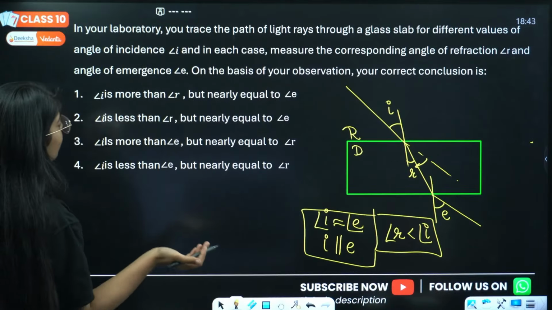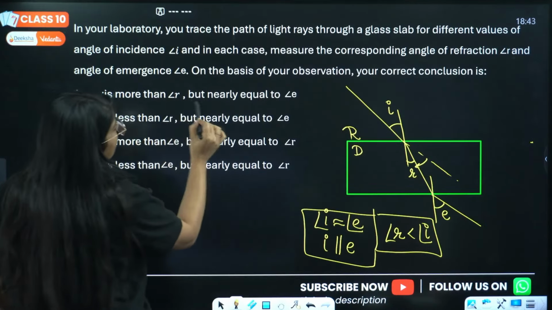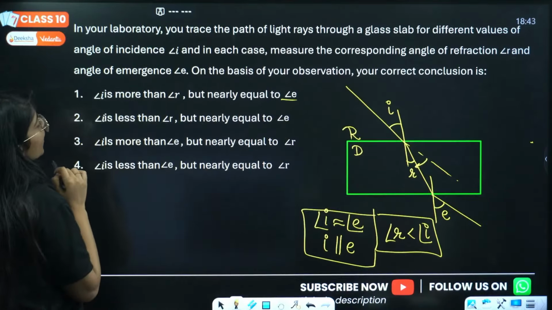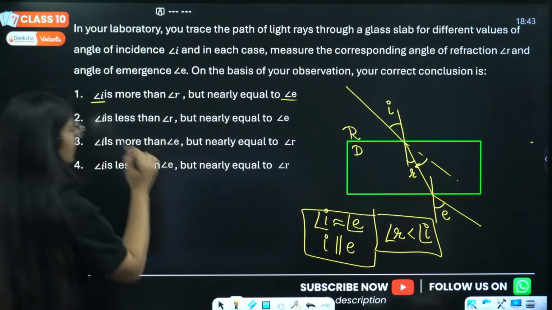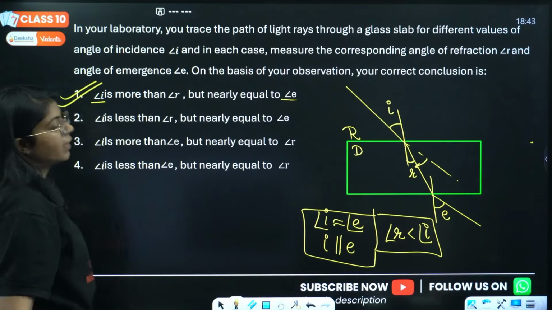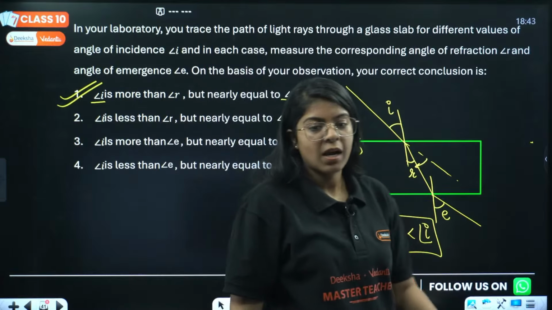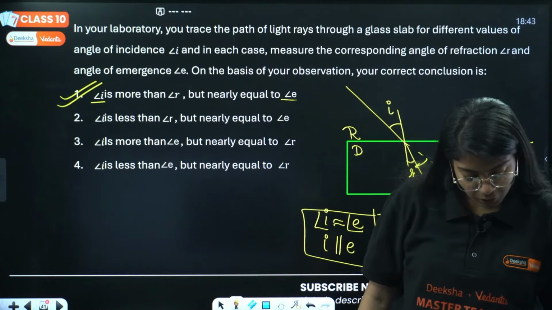So, the correct option will be what? Angle I is nearly equal to angle E. Okay. Yes, angle I is definitely more than angle R but nearly equal to angle E. Very good. Understood? Can we move on to the next question?